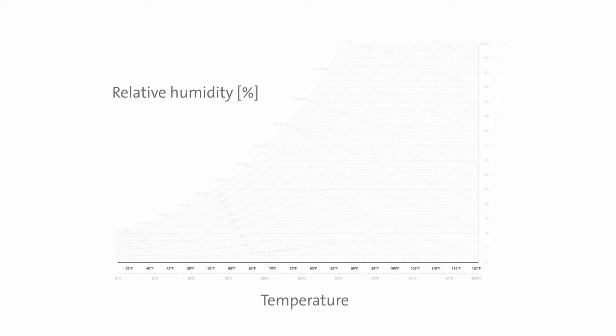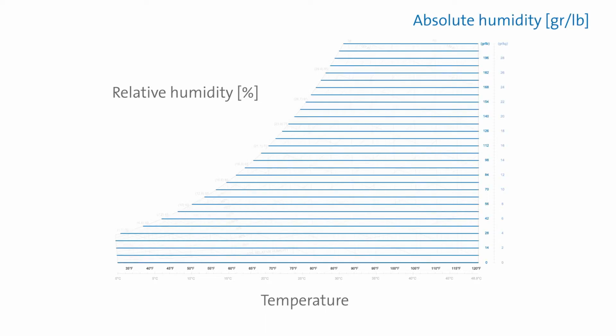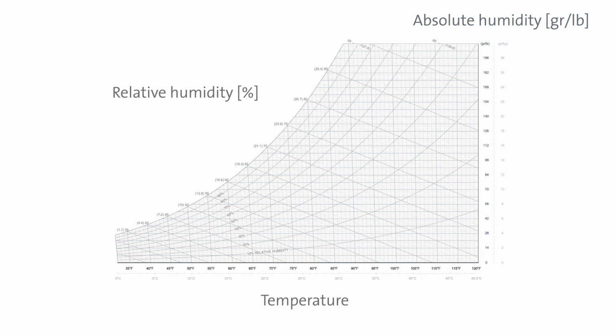By contrast, absolute humidity describes the precise amount of water contained in air, in grams of water per pound of air. So now, what can we say about an air condition with an established temperature, absolute humidity and relative humidity?